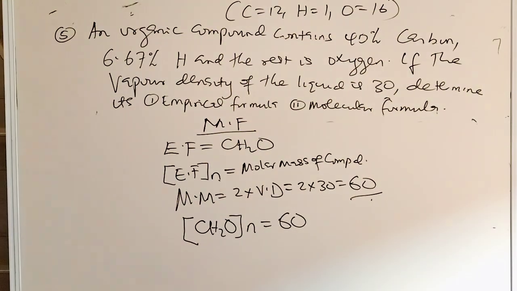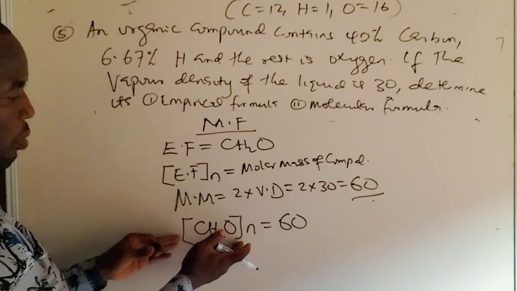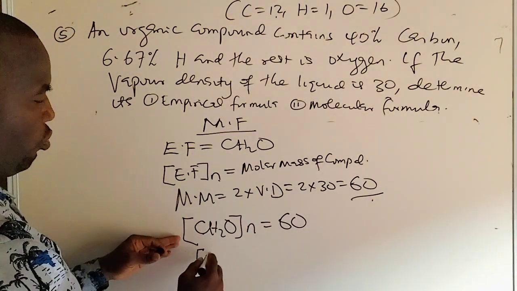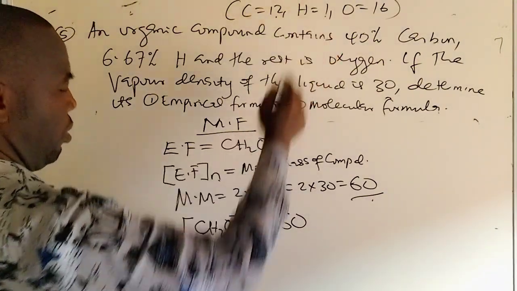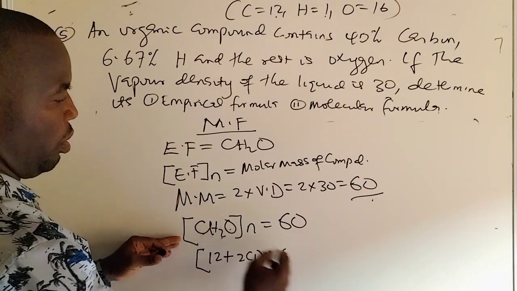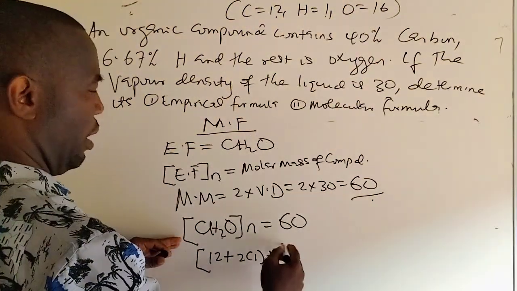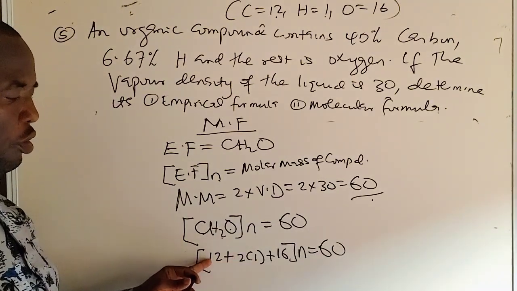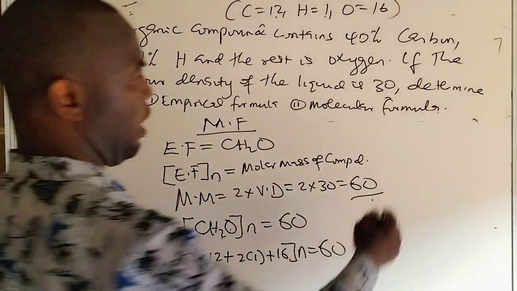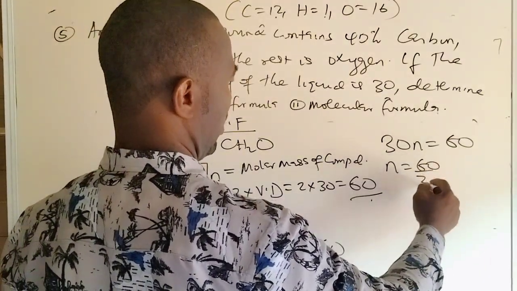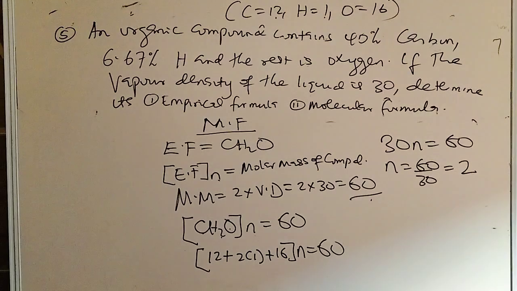Having done that, the next step is to find the molar mass of the empirical formula by substituting the atomic masses: carbon is 12, hydrogen is 1, multiplied by 2 because of 2 atoms, and oxygen is 16 for 1 atom only. So 2 times 1 is 2, plus 12 is 14, 14 plus 16 is 30. And I have 30N equal to 60. My N now becomes 60 over 30, which is 2. N is usually a whole number.